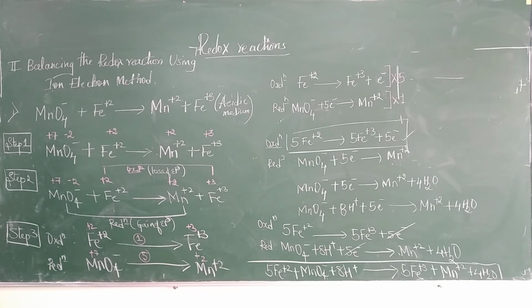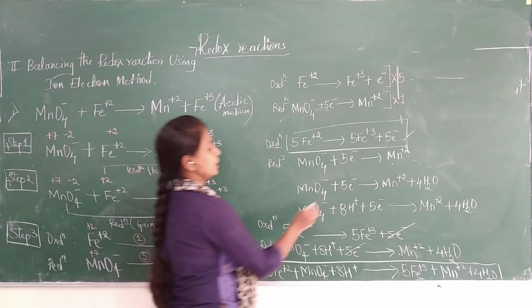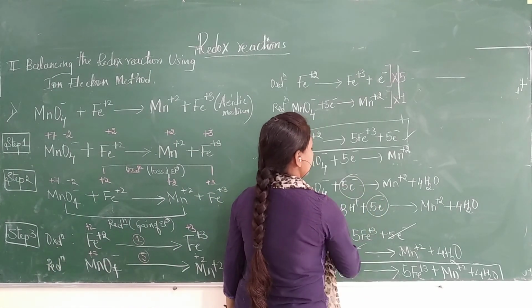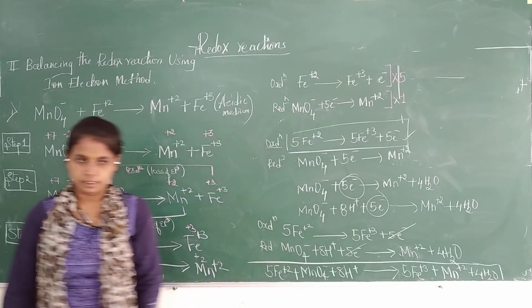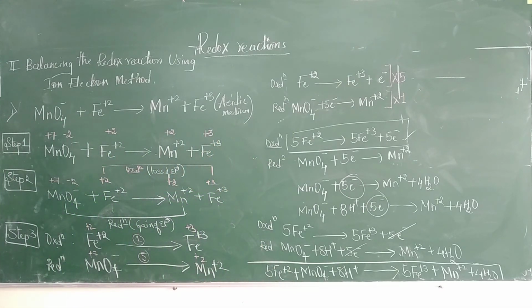The difference between the oxidation number method and the ion electron method is just that you have to represent the electrons here. In the other method, you explain according to oxidation number. So do you understand this, how you are going to balance the redox reaction?